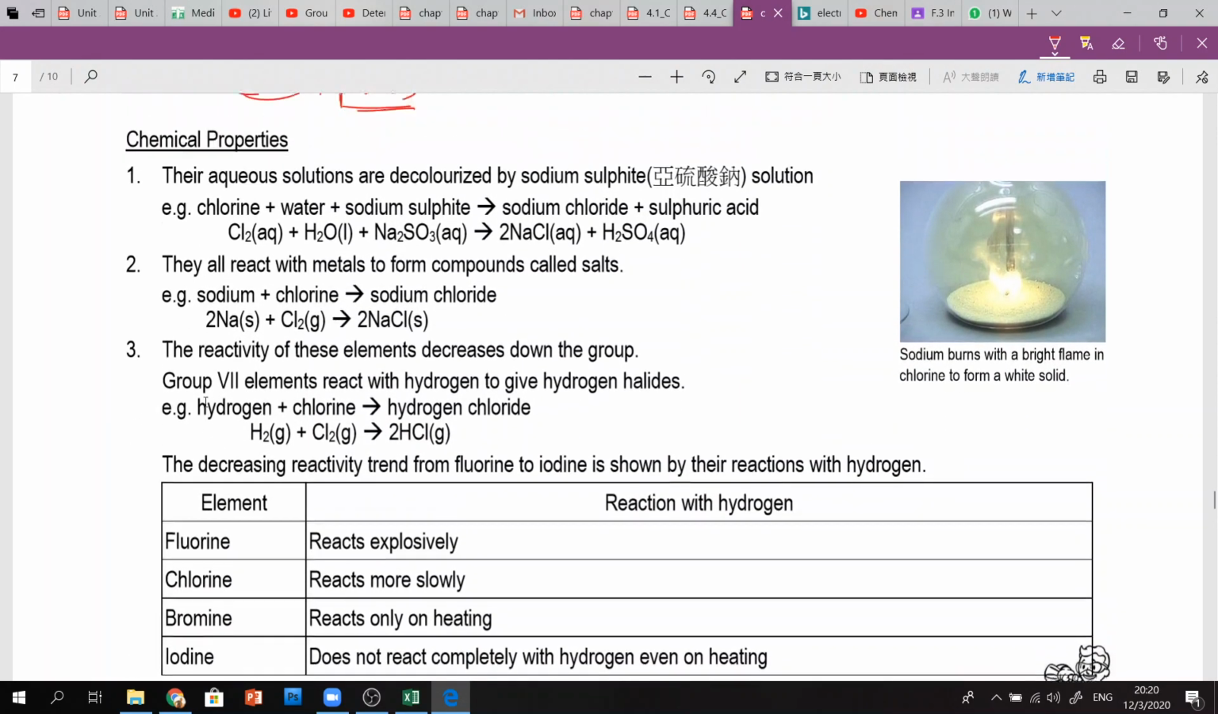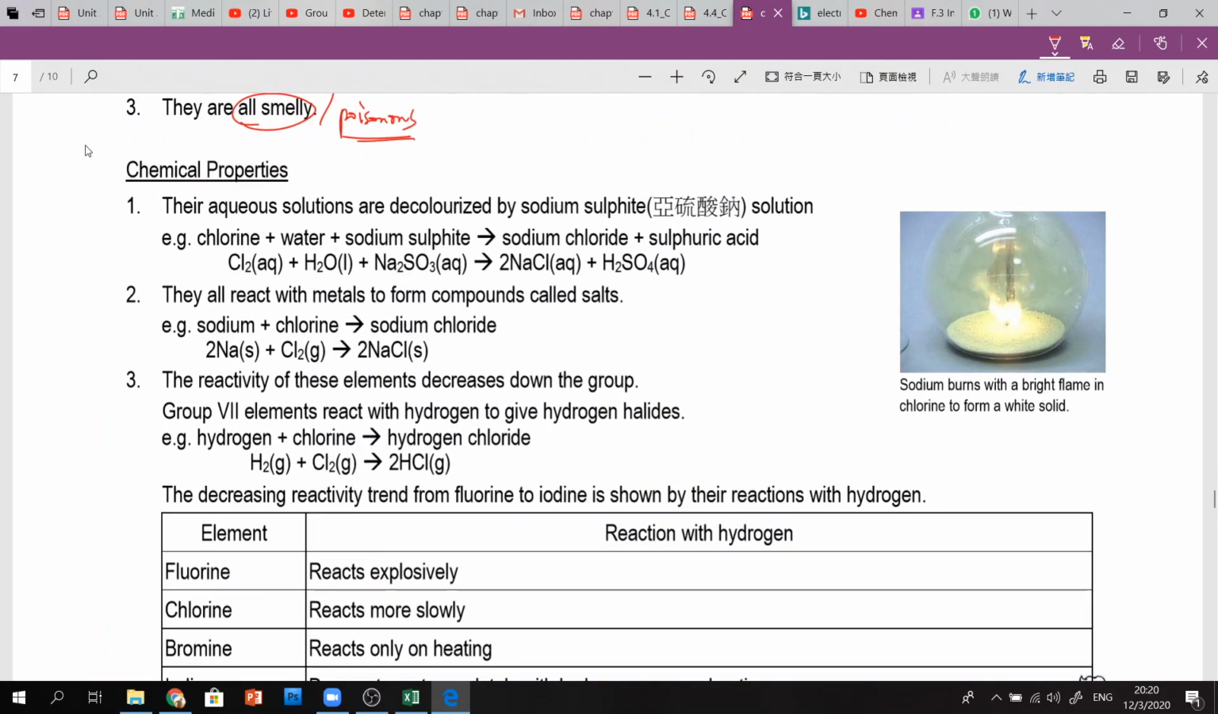How about the chemical properties? What makes halogens different from the other elements? I would like to show you this video.